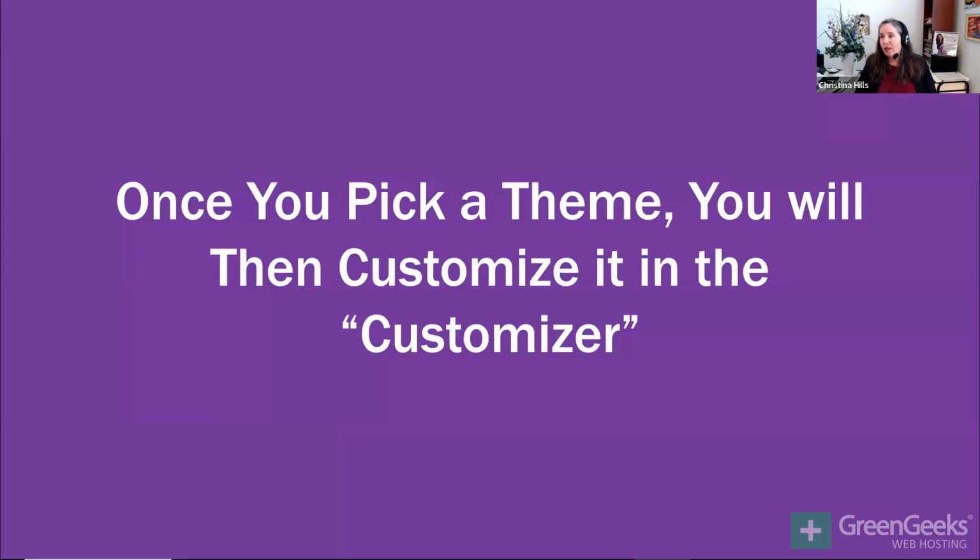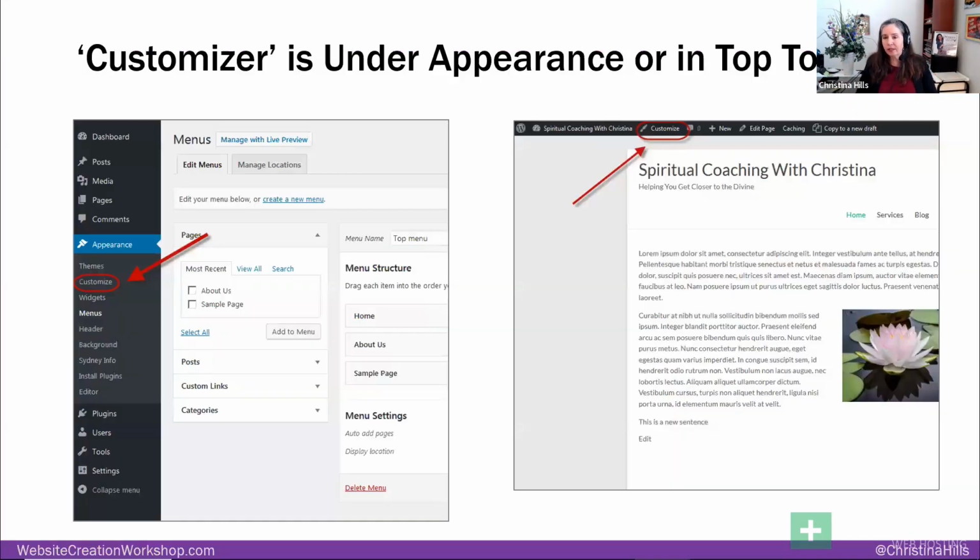All right, now once you pick a theme, you will then customize it in the customizer. And if I'm going too fast, when we get to the Q&A, I'm happy to go back through any slides. I just want to let everybody know that. So once you pick your theme, you'll go into the customizer. And here is where you find the customizer, under Appearance, Customize, or up at the top.